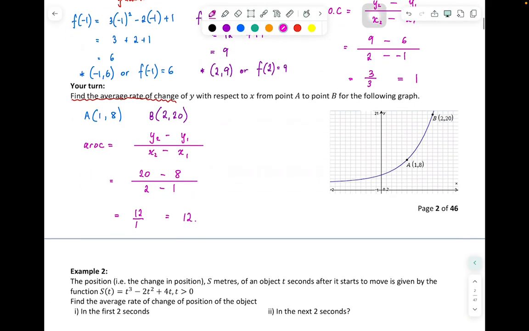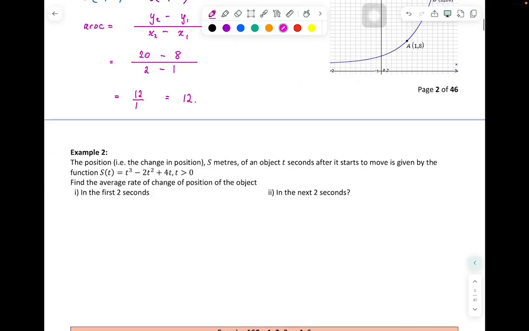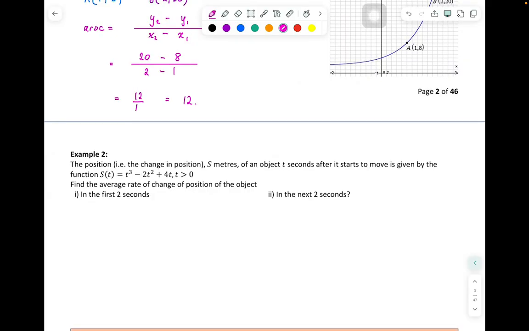We've got one more example here, and it's giving us an equation or a formula to work with, and it's talking about the position or the change in position relative to its origin, or where it starts, and the amount of time that it begins to move in. So just focus on this here. t has to be greater than 0.